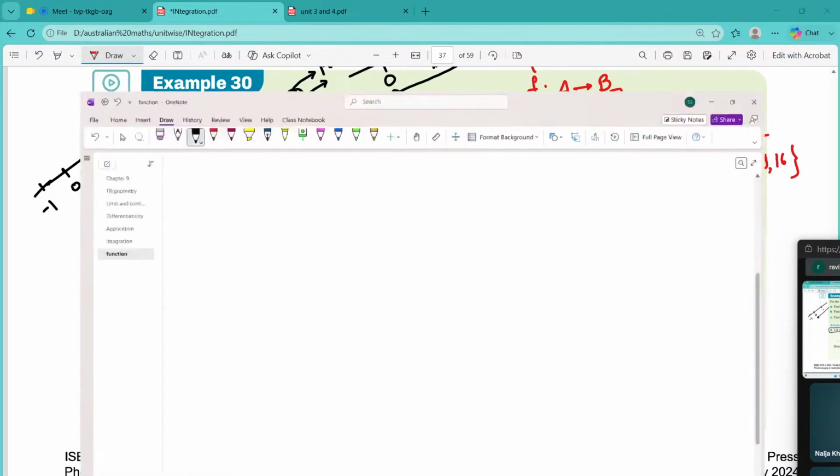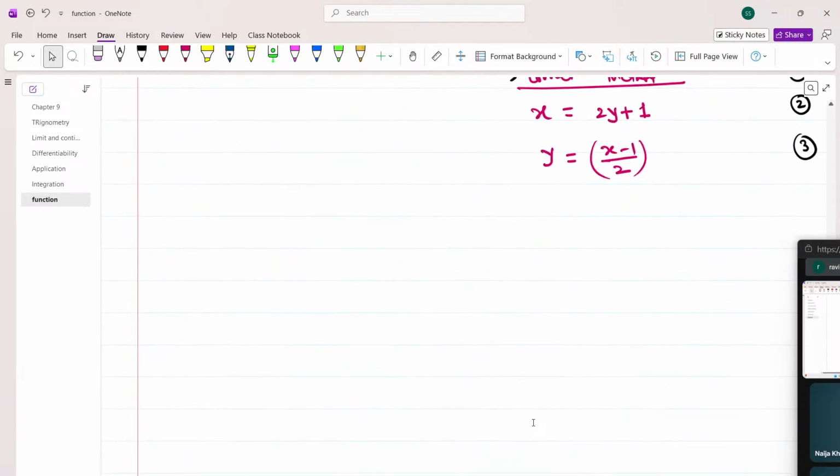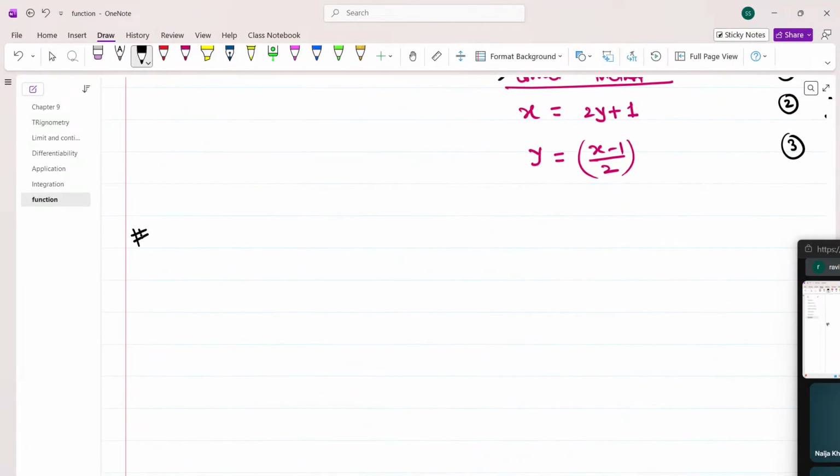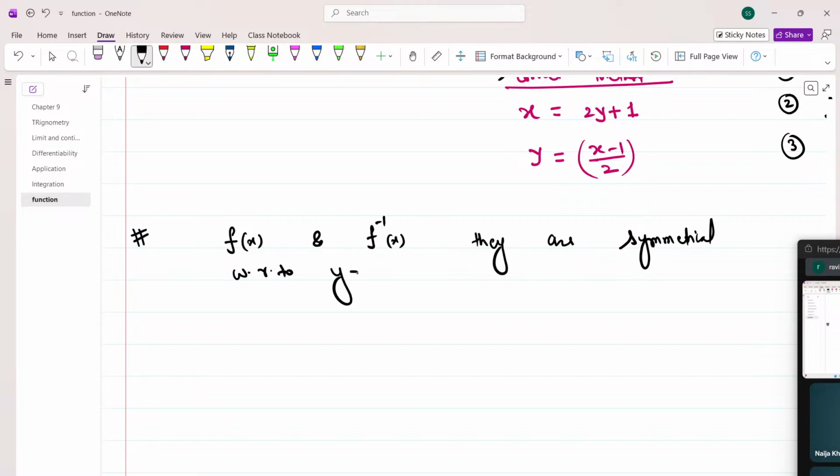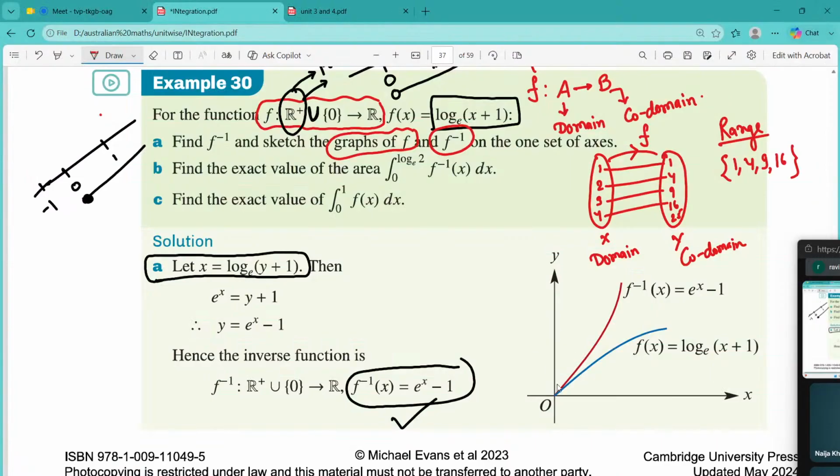If you plot any function f x and f inverse of x, they are symmetrical with respect to the line y is equal to x. This is the important property. So you can visualize here. See, the y is equal to x line will be this. Can you see that?